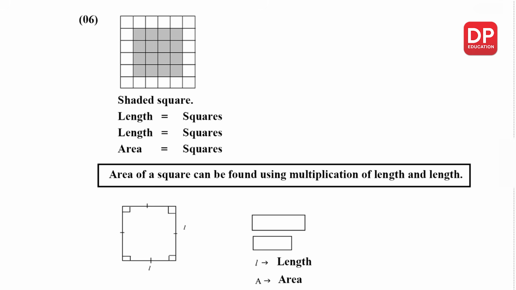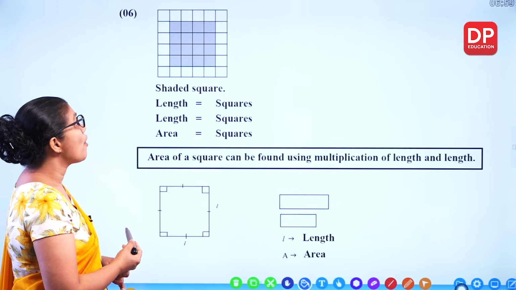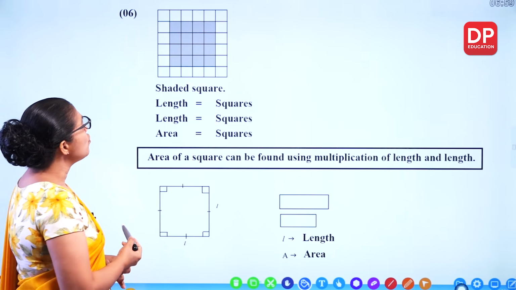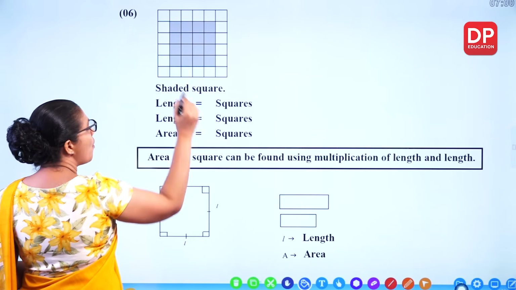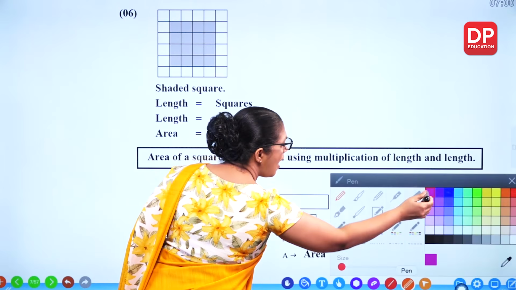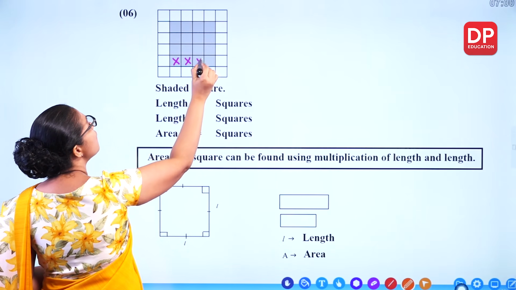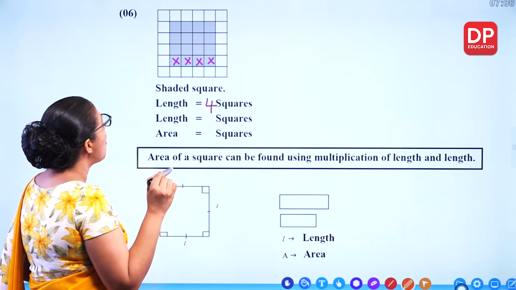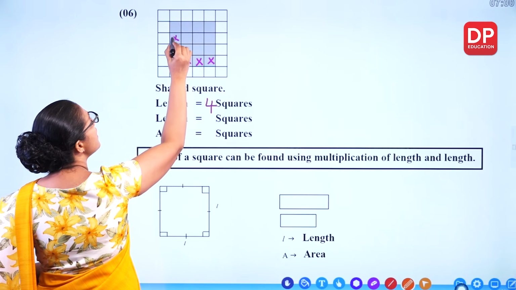Now look at this diagram. The number of squares along the length and the number of squares along the breadth are all equal. If you take the shaded square, how many are there along the length? 1, 2, 3, 4 squares along the length. How many squares along the other side? 1, 2, 3, 4.